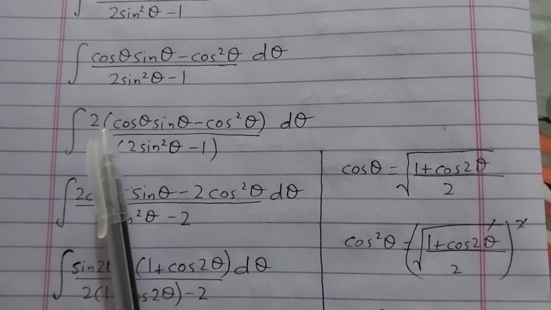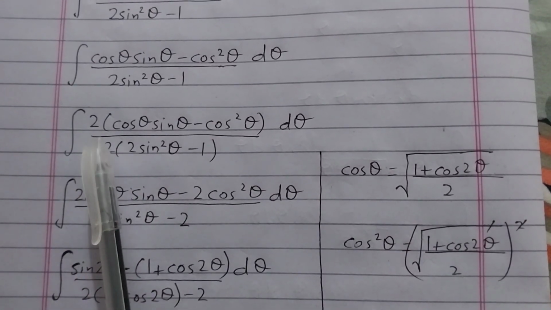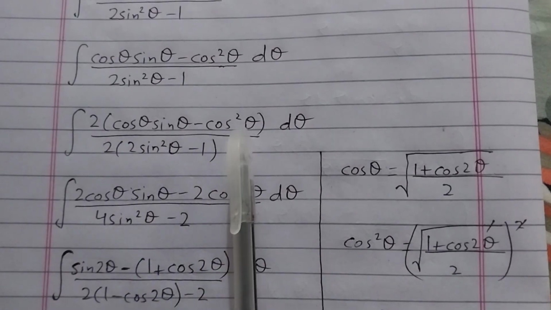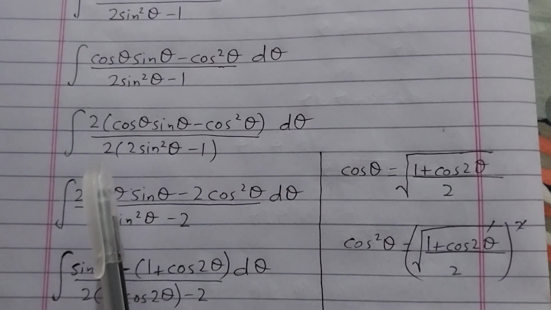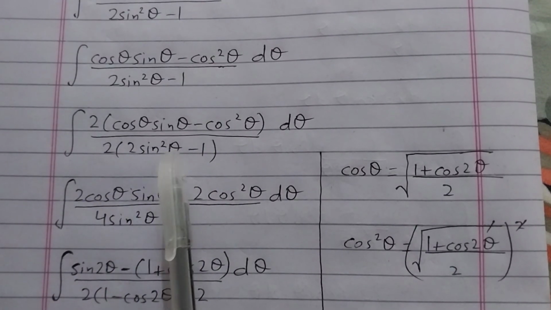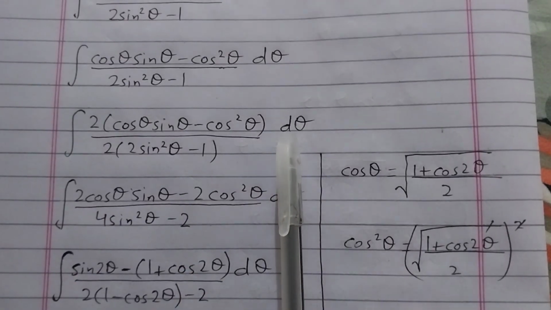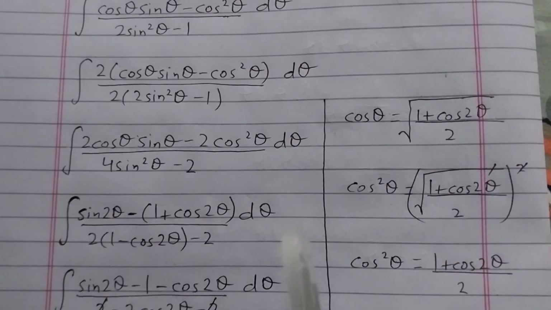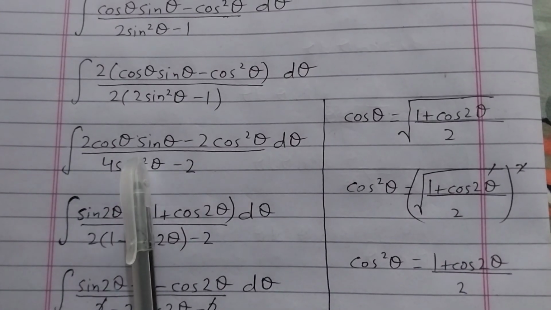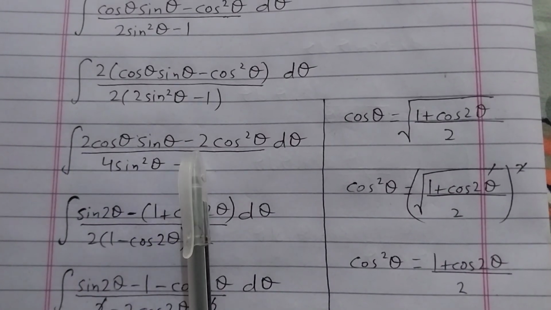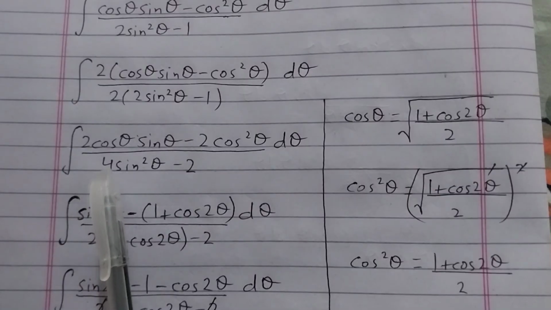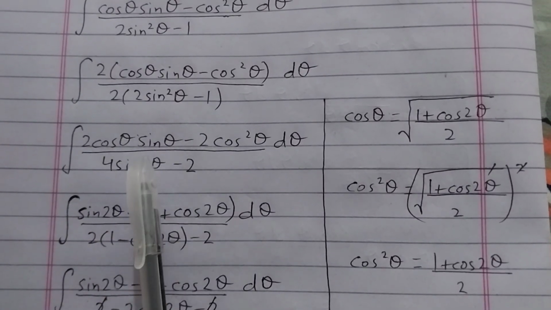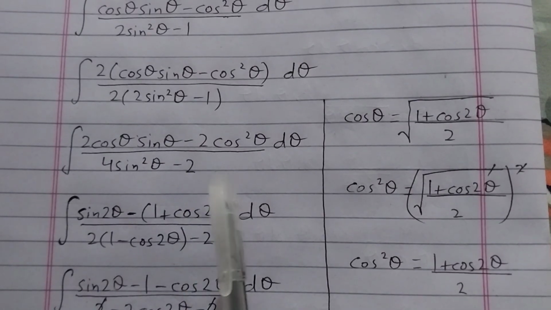So we are multiplying and dividing with 2, so this becomes 2 times cos theta sine theta minus cos square theta over 2 times 2 sine square theta minus 1, and we are integrating this with respect to theta. So this becomes 2 cos theta sine theta minus 2 cos square theta over 2 times 2 sine square theta, which is 4 sine square theta, minus 2 ones are 2.